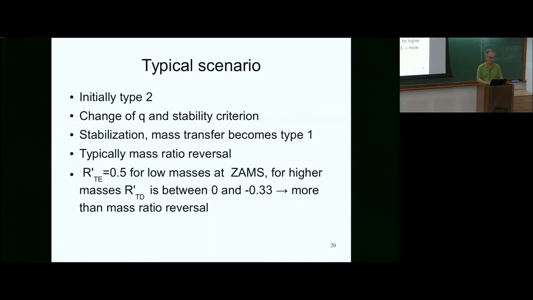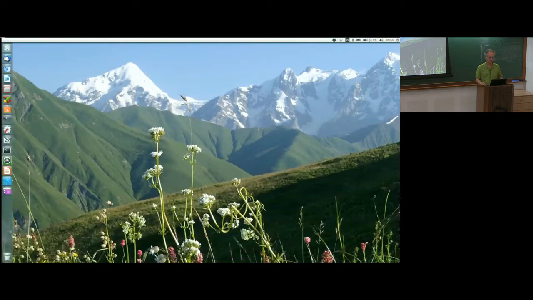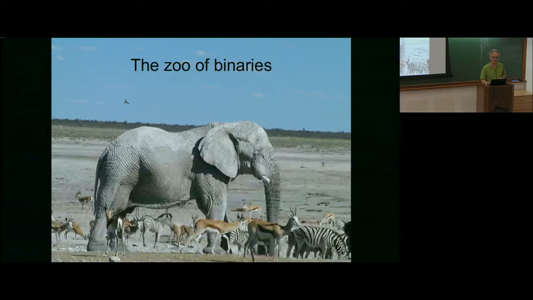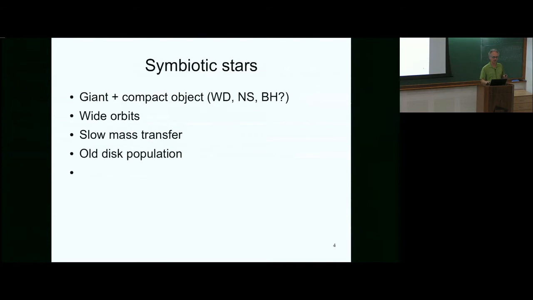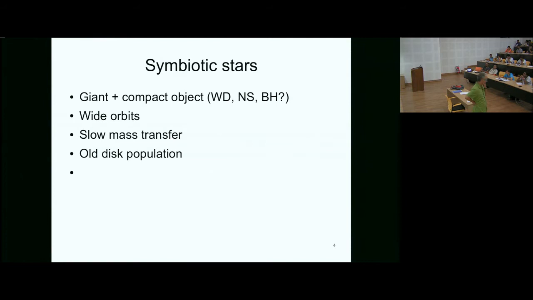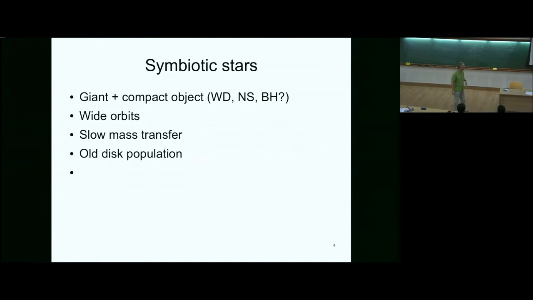Okay, so given that, we can now move to concrete cases of binary evolution, and this is my slide that I like very much. We can go to the zoo of binaries. There is quite a lot of them, and I will not cover all of them. So let me start with a few that contain compact objects, because the really important binaries for the gravitational waves are the binaries that contain compact objects.